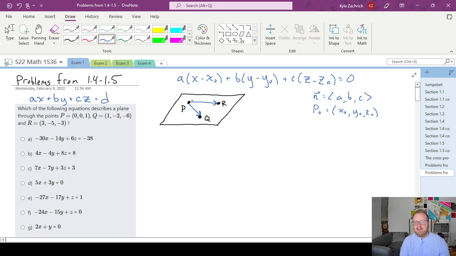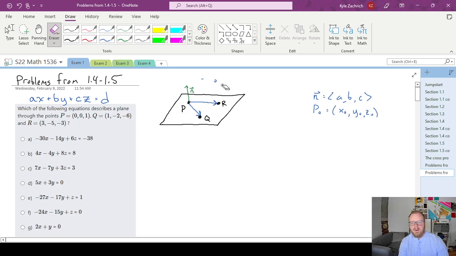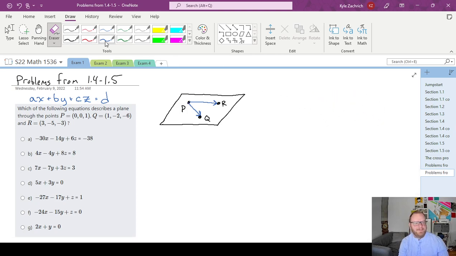So the idea is I've got two vectors on the plane. If I can figure out what these vectors are and then take their cross product, that'll give me my normal vector. And then I'll have a normal vector and a point, so I can figure out my equation. So let's figure out first of all what those vectors are.